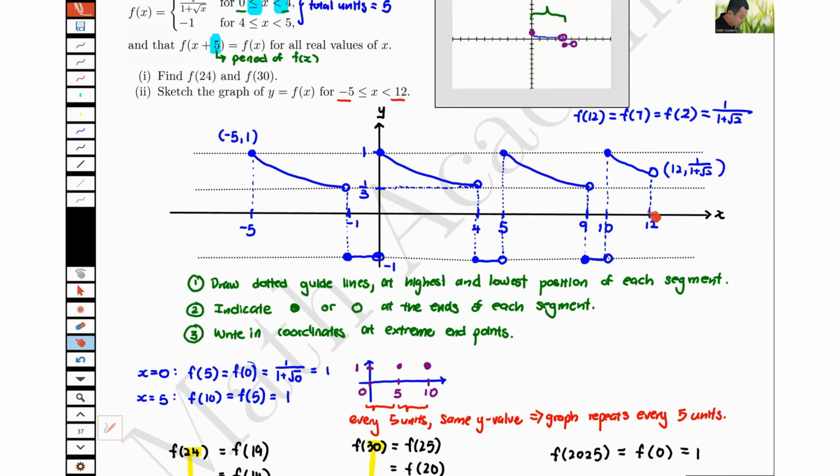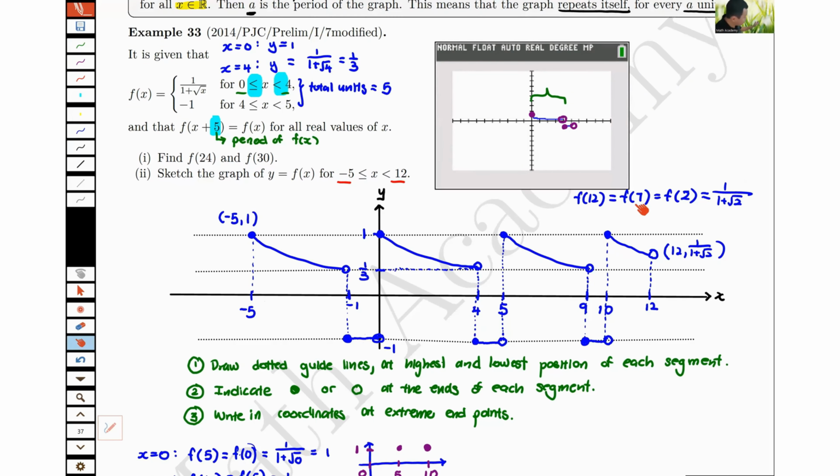Okay, so the last thing I want to talk about before you try out a few questions is how do we get this to be drawn? So can we go to the next page? Let me show you what we should key into the graphing calculator step by step.